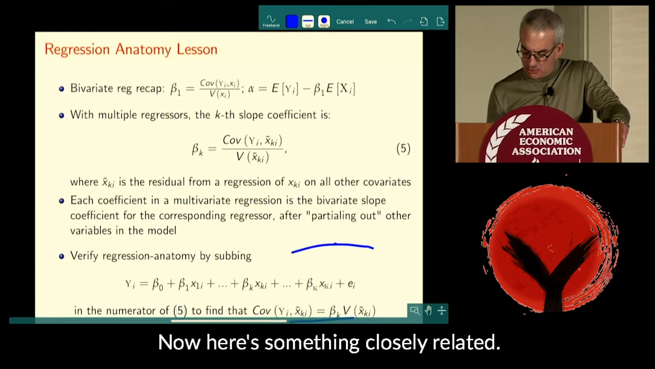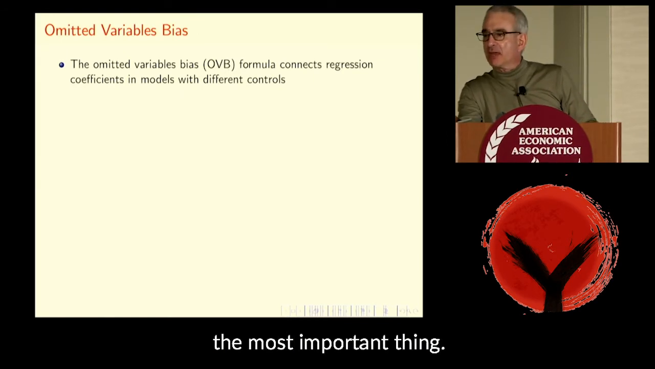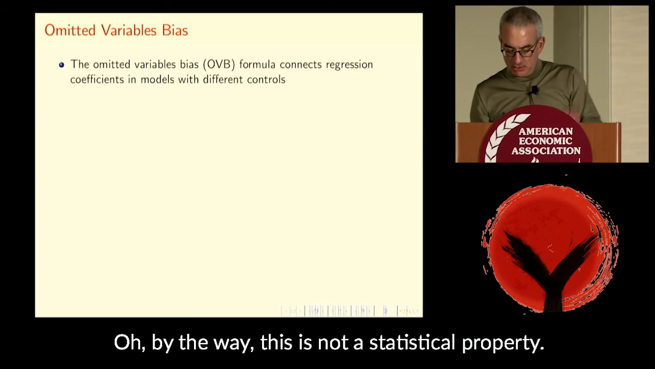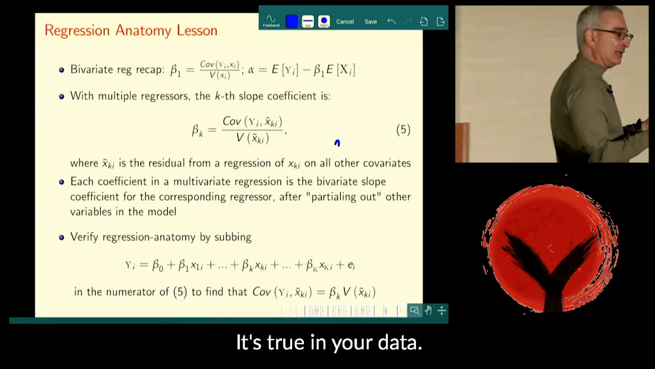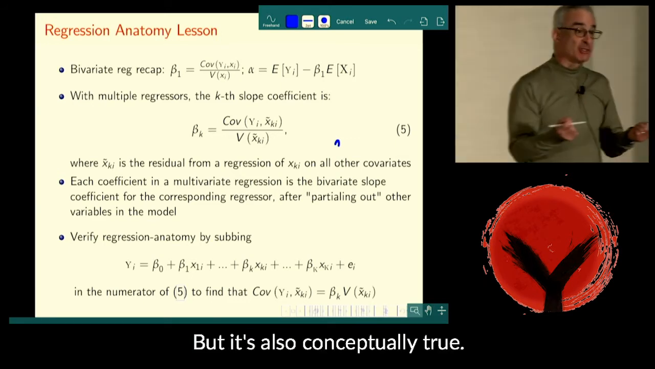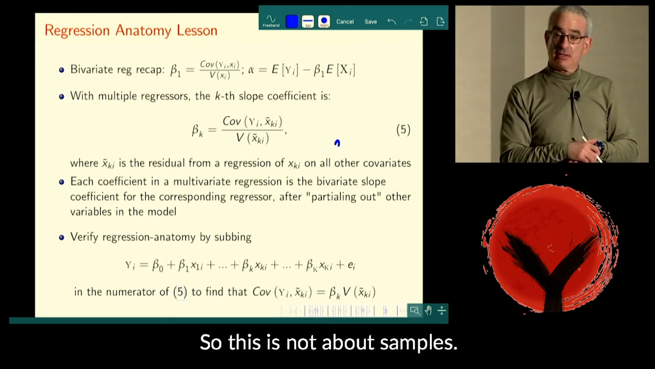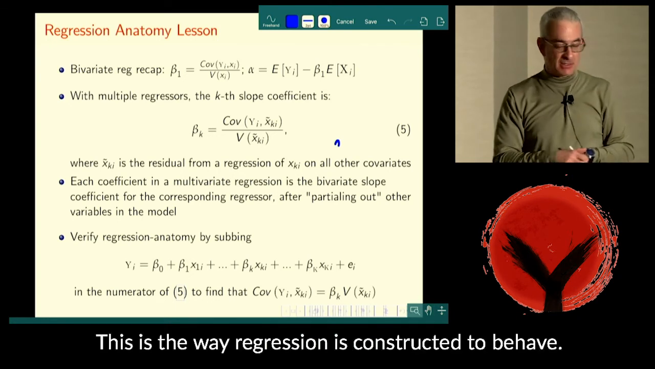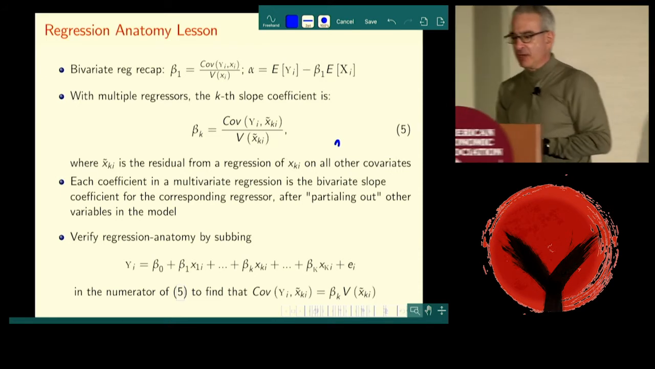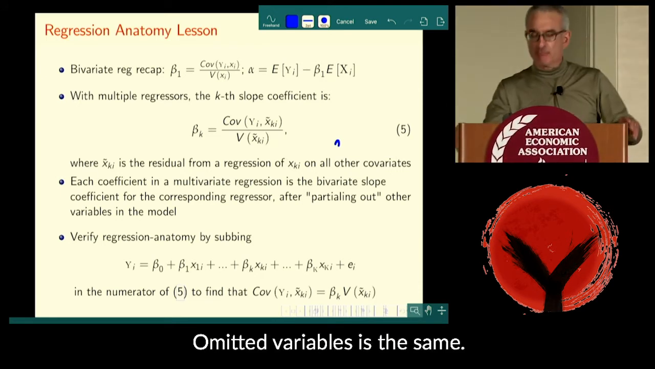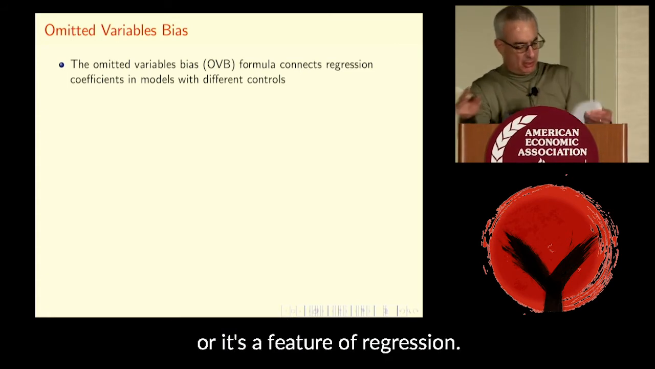Now here's something closely related. I think of this as the golden rule of regression, the most important thing. Oh, by the way, this is not a statistical property. It's true in your data, but it's also conceptually true. This is the definition of a multivariate regression coefficient. So this is not about samples. This is the way regression is constructed to behave. Omitted variables is the same. It's not a statistical property, but it's a definitional property, or a feature of regression.